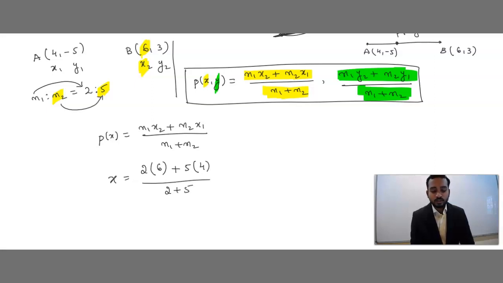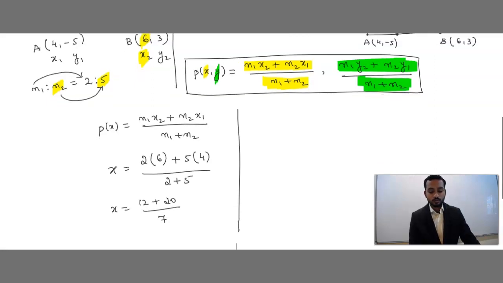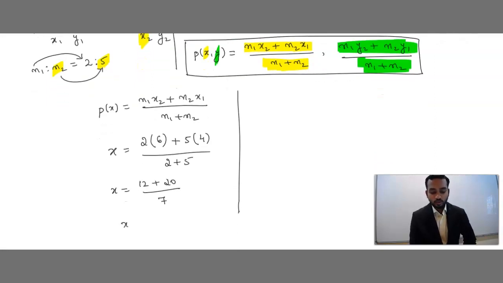2 plus 5. So x is equal to 2 6s are 12 plus 5 4s are 20, divided by 2 plus 5, which is 7. Correct. So the final answer here, because we have to find the values of x comma y, right? So now the value of x is 12 plus 20, how much? 32 divided by 7.